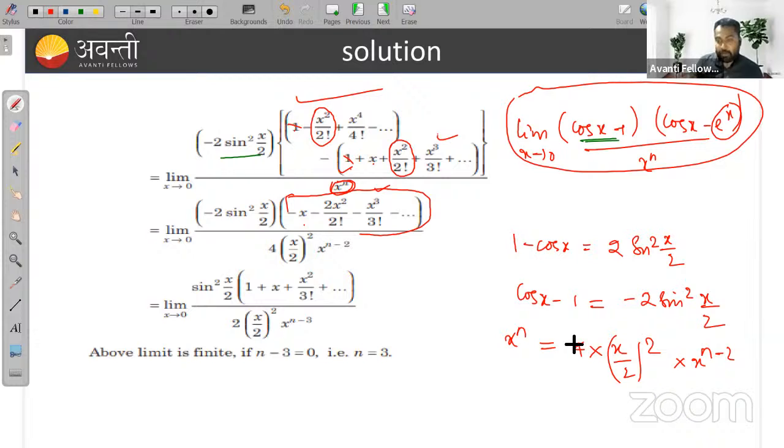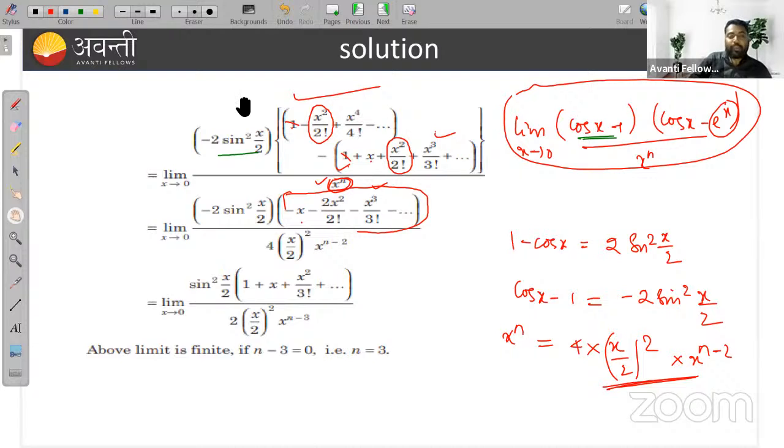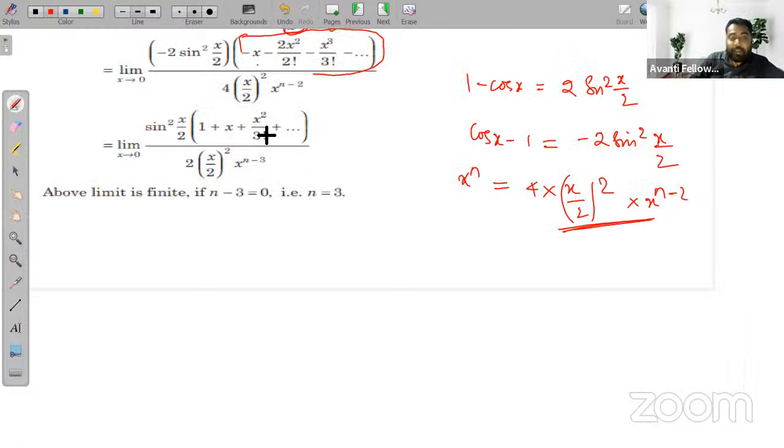So that's why I'm trying to write x raised to n in the form of 4 into (x upon 2) whole square into x raised to n minus 2. The 4 will cancel, and x square into x raised to n minus 2 again gives you x raised to n. So I have written x raised to n in this form. Now tell me, after writing this way, what are you getting? The limit of sine square of x by 2 upon (x by 2) square as x tends to 0 is 1.